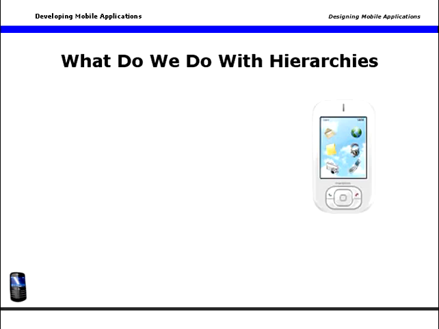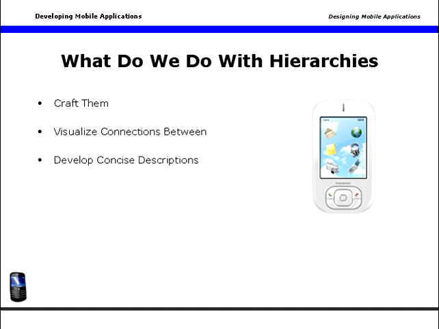So what do we do with hierarchies? Well, once you craft them, we'll visualize connections between them. How are they related? We'll develop concise descriptions, and those concise descriptions will apply directly to your navigation system. This is very conceptual, somewhat deep material, and it may be a little challenging, or may not even seem like a natural part of app development. But this is a very, very important step to creating your application. Doing this piece well can create a great user experience. This has been an overview of hierarchies for information design.